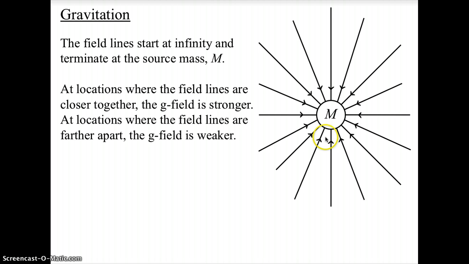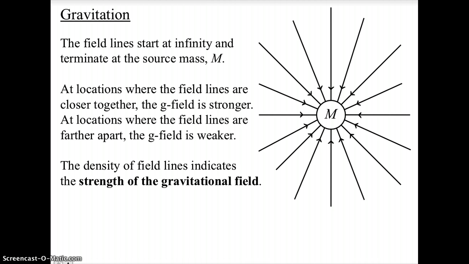So right here, all the field lines in the surrounding area and the nearby area are really close together, which means we have a strong field close to the source mass. And as we travel out away from the source mass, now the field lines are spread out, right? Which means the field is weaker. So the way we say this succinctly is we say that the density of field lines indicates the strength of the gravitational field.